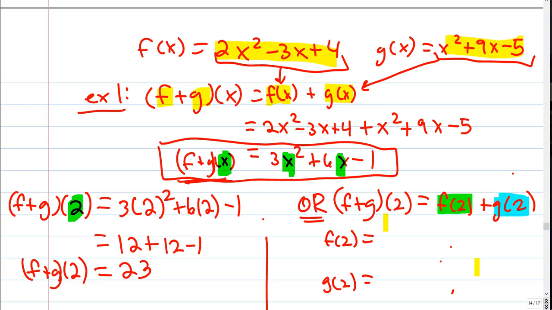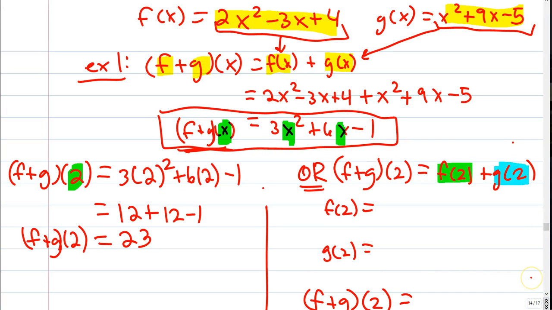Or, if I didn't have this combined function, could I have plugged it into them individually, right? Separately. Absolutely, right? But the idea is our combined function, most of the time, is going to save us work once we have that combined function. But f plus g of 2 means f of 2 plus g of 2.